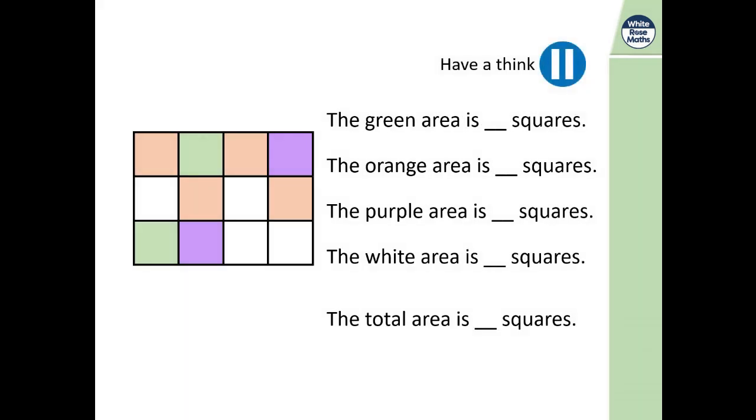Have a look at this 2D shape here. You can see it's got squares within it. There's different colours. We've got green, orange, purple and white. Can you pause the video and fill in the sentences to the right? How did you get on? There are 2 green squares. The area of the orange squares is 4. The purple area is 2 squares. And the white area is 4 squares. The total area is 12 squares.